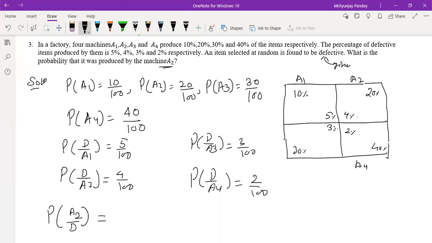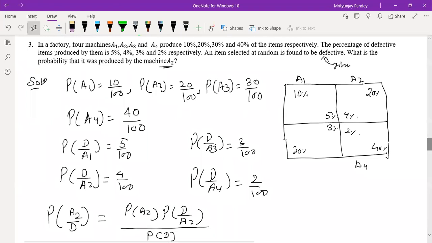So tell me the formula also. What is the formula of this question? I mean, say the Bayes theorem. Yes, reply any one student. P of A2. Yes, very good. P of D upon A2 divided by P of D. Okay, good.